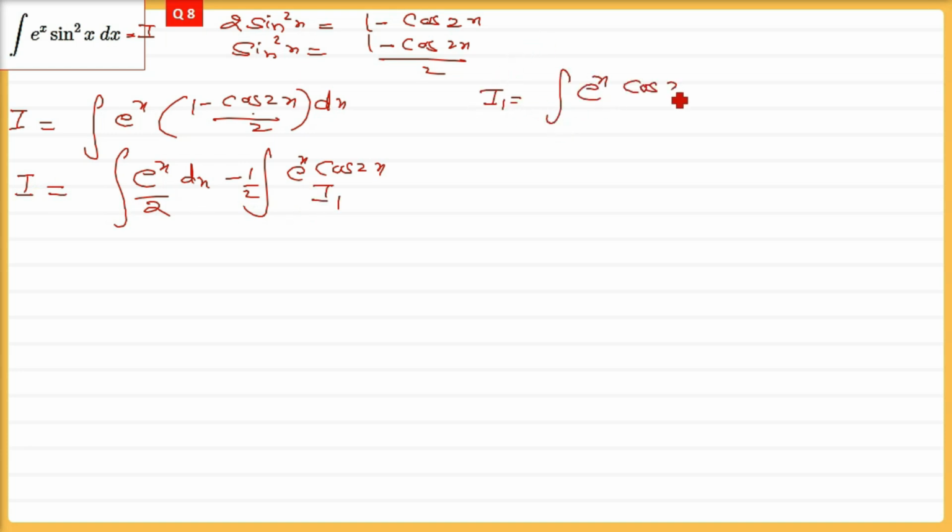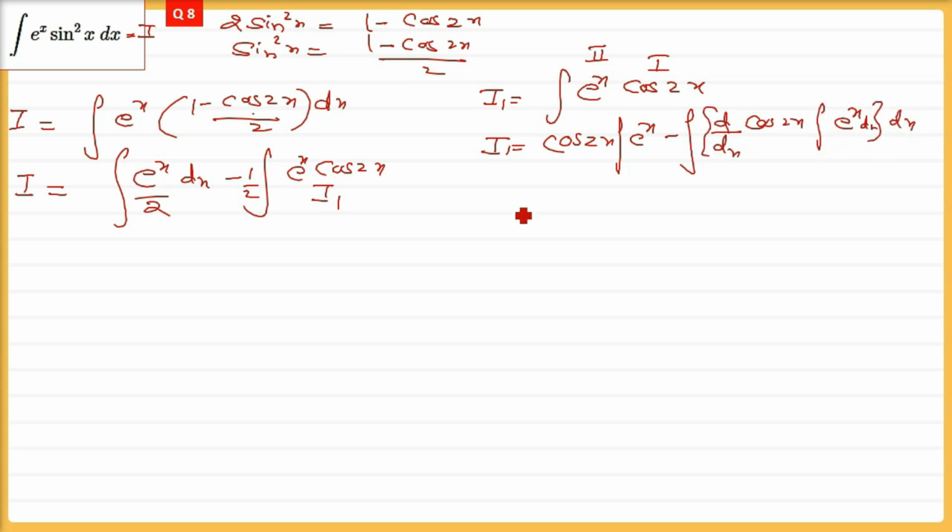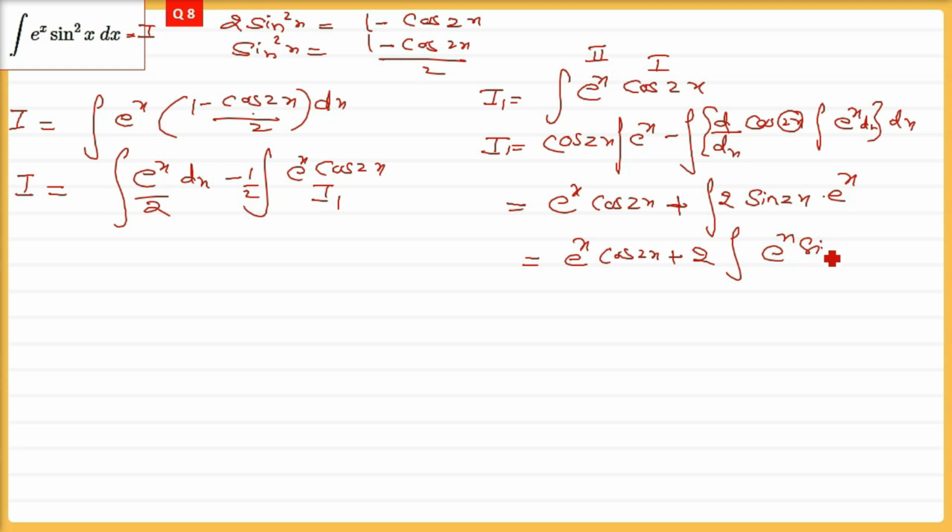Now this is I1, we'll call it I1, e raised x cos 2x. So this I1 will be equal to, we'll apply integration by parts again. This will be cos 2x times integration of e raised x, minus integration of d by dx of cos 2x times integration of e raised x. So e raised x will be e raised x only. This will be e raised x cos 2x minus integration of, the derivative of cos 2x is negative 2 sin 2x, and I have made it positive. So you have 2 sin 2x e raised x. Now e raised x cos 2x plus 2 integration of e raised x sin 2x.